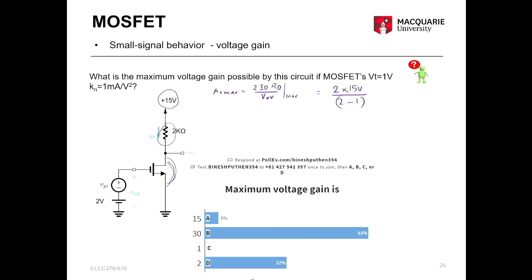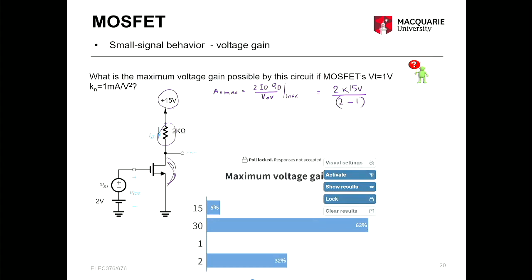All right, so the answer is 30. Okay, 2 times 15 divided by VGS minus VT. Right? Any questions there? Do you know why you got it wrong? Who got 2? How do you get 2? Do you want me to explain why it is 30? Yes.